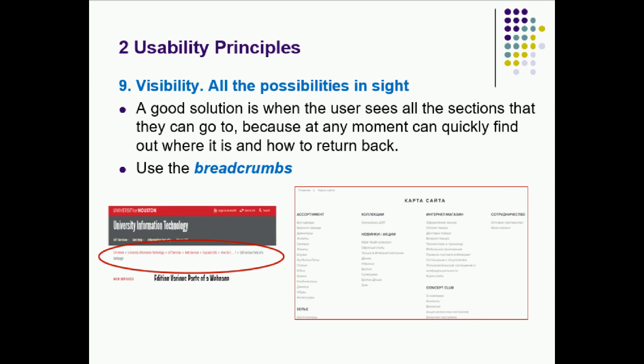Next, visibility. All the possibilities in sight. A good solution is when the user sees all the sections that they can go to, because at any moment they can quickly find out where they are and how to return back. So use breadcrumbs. It's a navigation chain at the top of the content block that tells the person which path they took to get to the page.